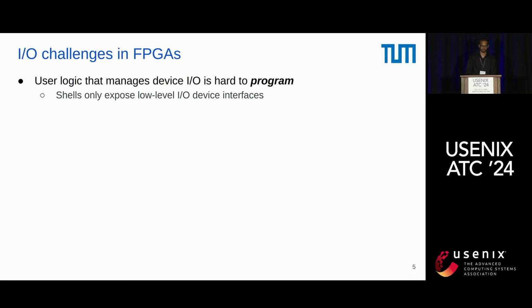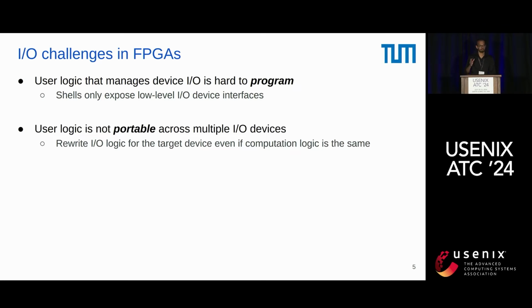This is because the shells only expose low-level I/O device interfaces, and the programmer must understand these interfaces for every I/O device that they want to use. And because the programmers are forced to use the low-level I/O device interfaces, the user logic which they write is not portable across multiple I/O devices. So this basically means that even if the computational logic remains the same, the entire user logic must be rewritten, and this is not good.